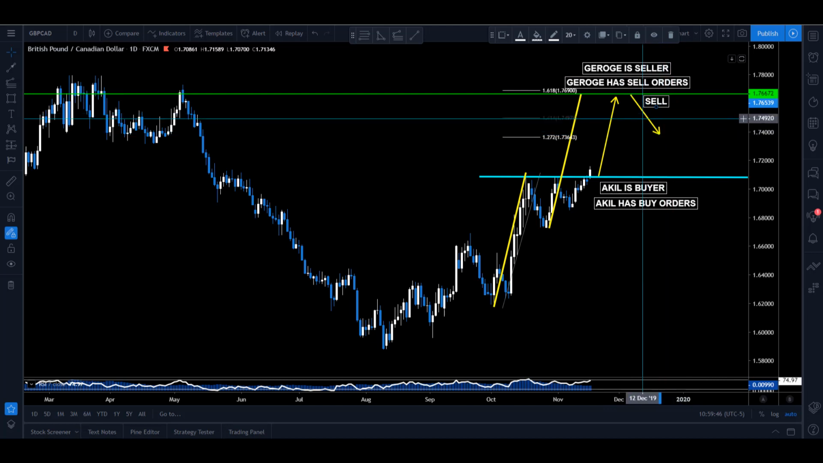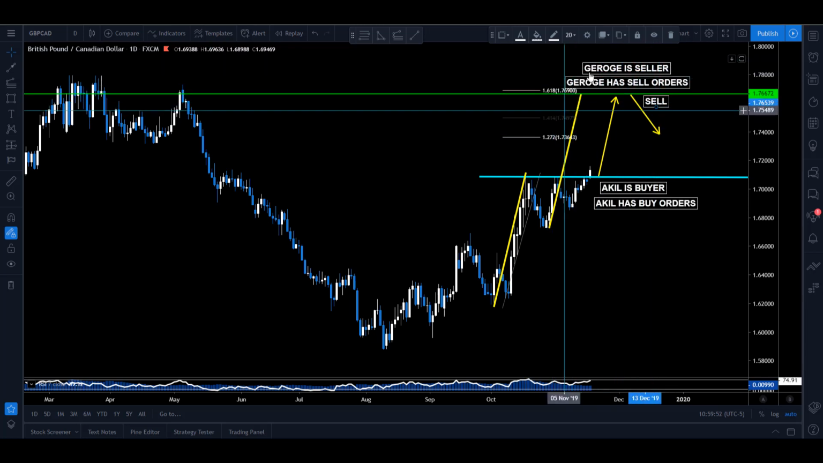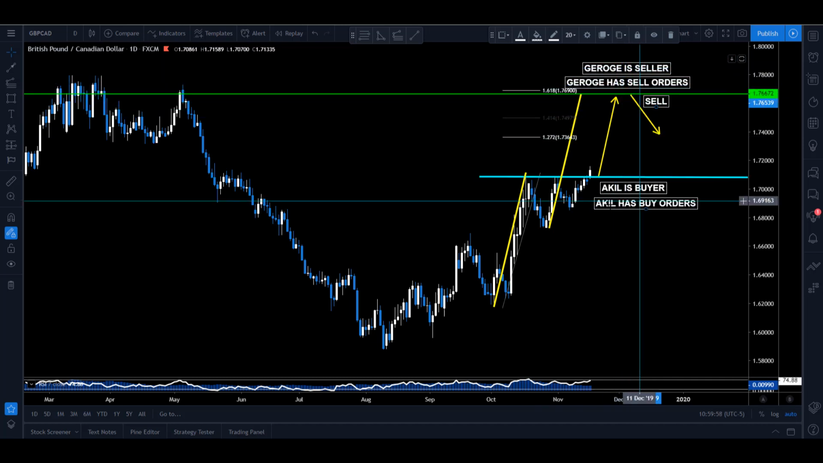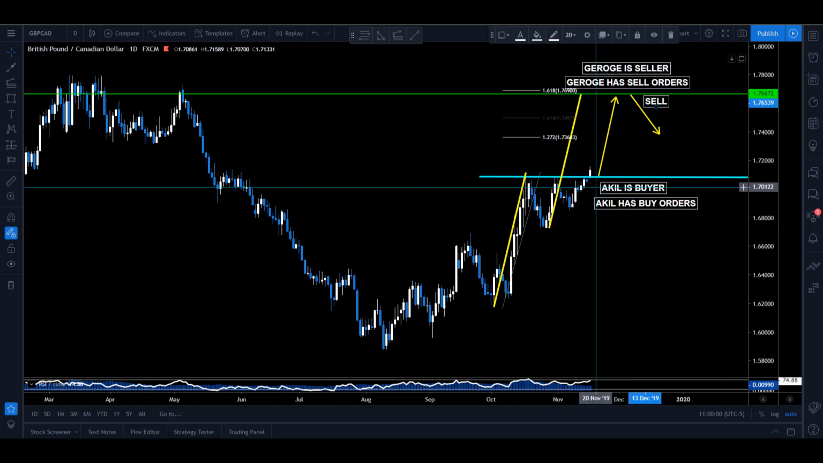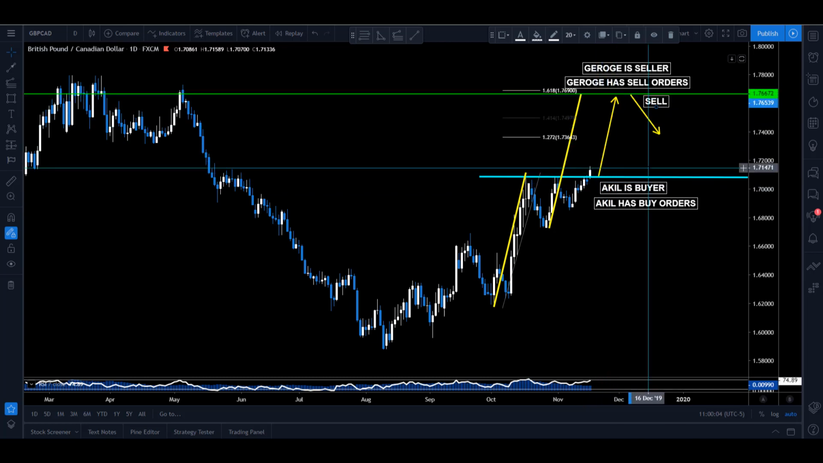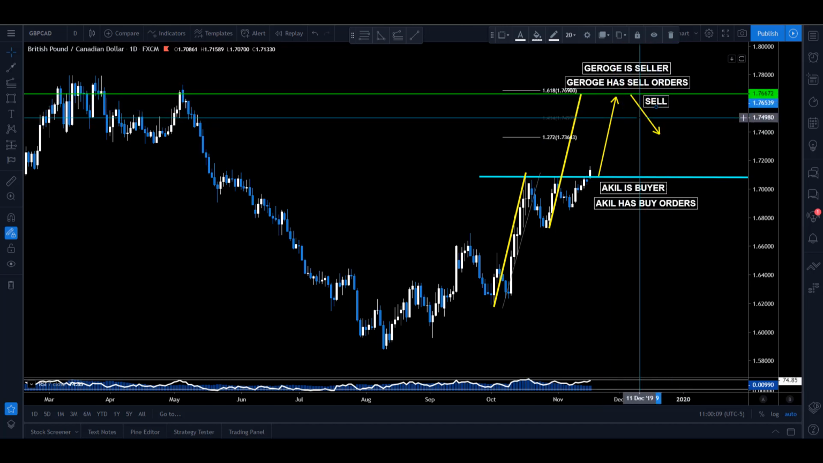And here's how stuff works. When price action gets to this level, two things are happening. One, you have George and all of George's friends who are interested in selling at this level flushing their sell orders into the market. You have Akil and all of his buying friends at this level taking profit. And because we're taking profits, we have to have sell orders as well. So we're flushing our sell orders into the market.